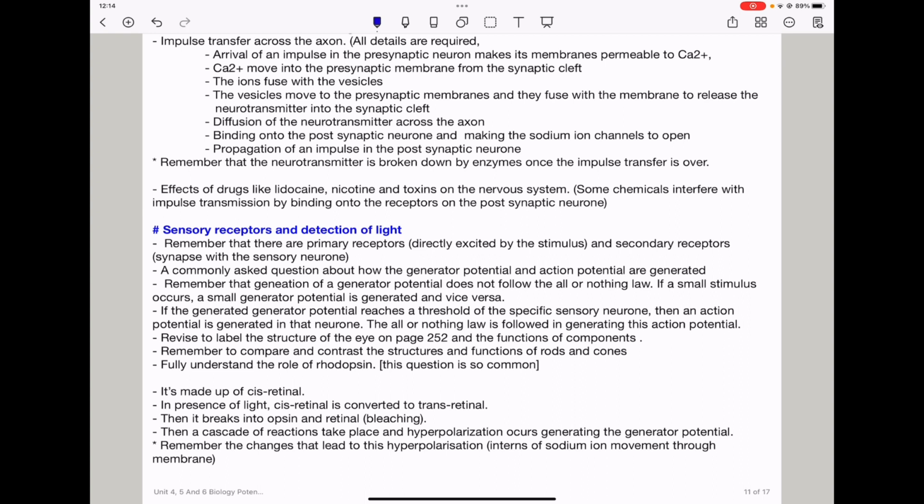Remember to compare and contrast the structures and functions of rods and cones. This is common, and you need to fully understand the role of rhodopsin. This question is common, and how rhodopsin works.